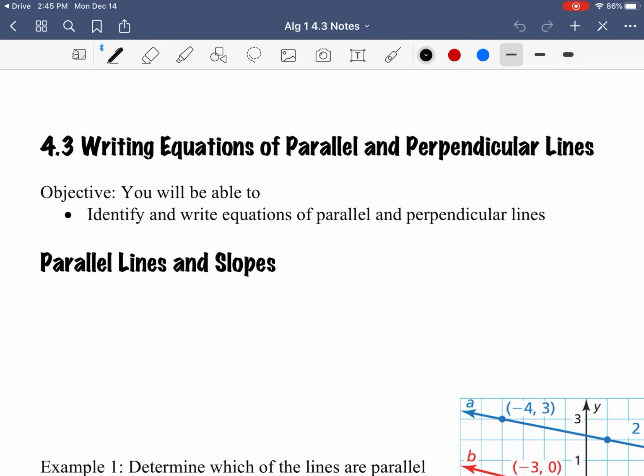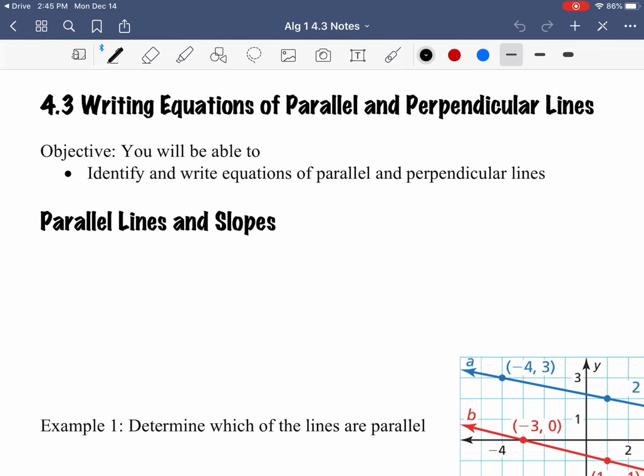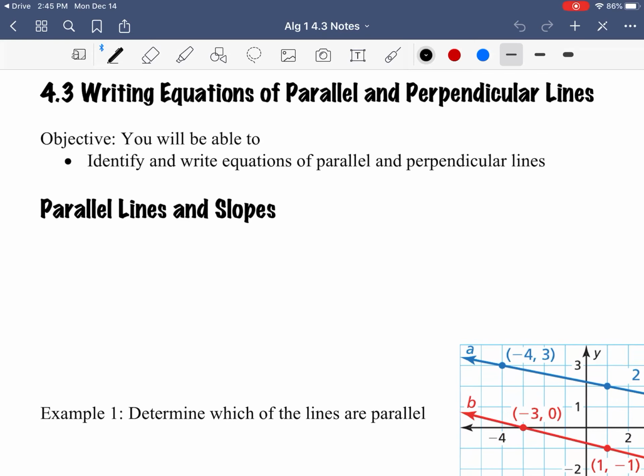All right. Hello, section 4.3. We're going to be writing equations of parallel and perpendicular lines. Okay, so first, a little bit of vocabulary. What are parallel lines again?